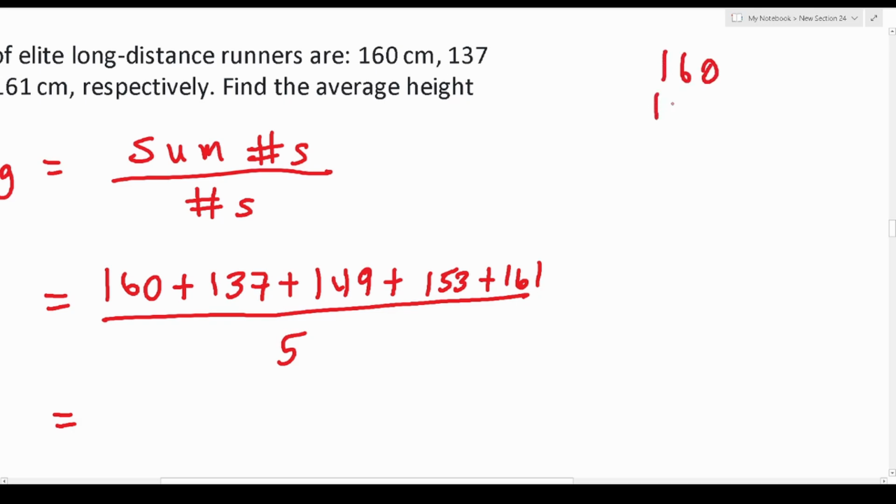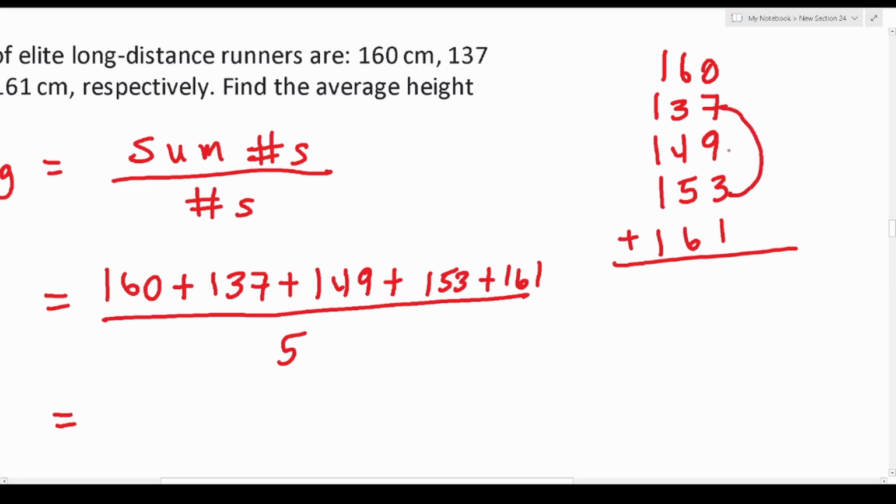160, 137, 149, 153, and 161. All right. So this is 7 plus 3, which is 10. 9 plus 1, which is 10. 10 plus 10 is 20, so we're going to drop down a 0 and carry a 2.